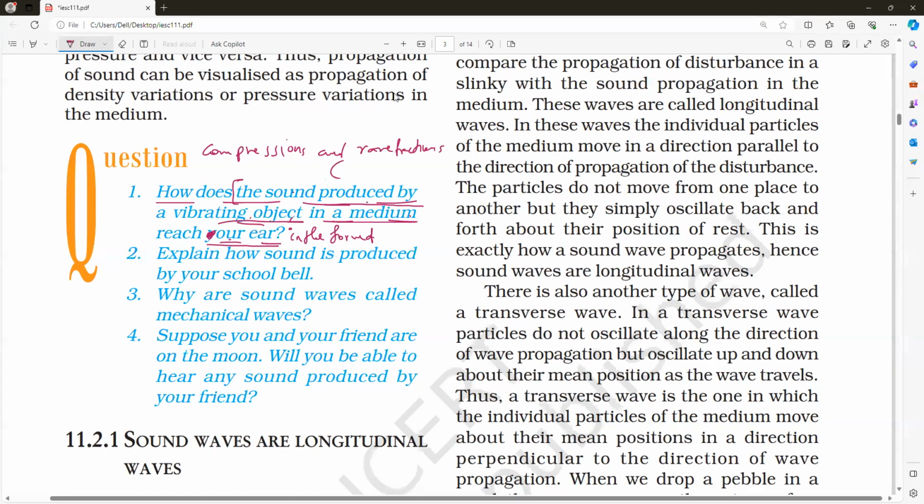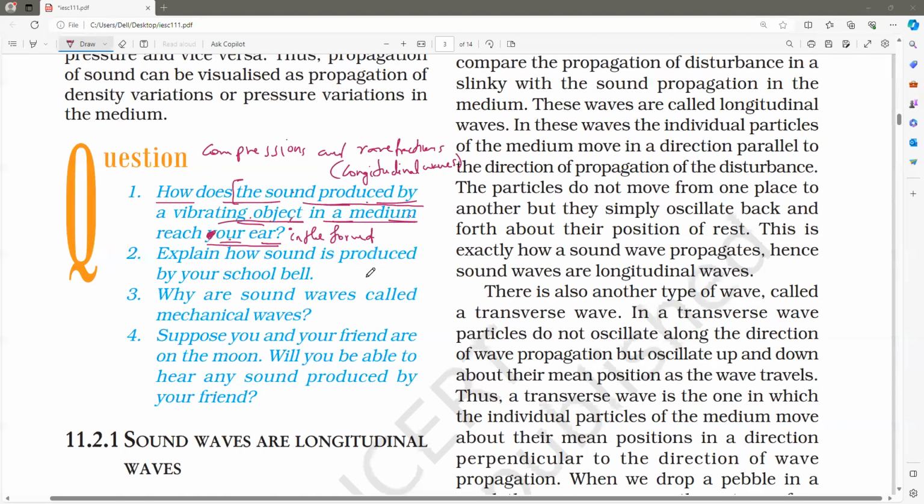Compressions and rarefactions only means what is the name of the wave? Everybody answer, respond. I want a proper response. Make it everybody. That is what we call a longitudinal wave. Not even one answer in one class, that is not at all required, whoever it is.